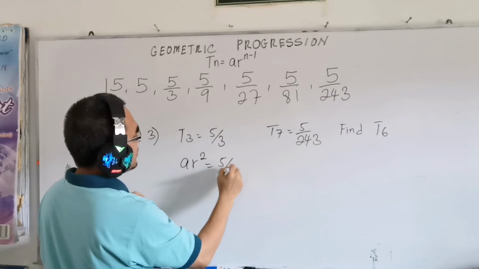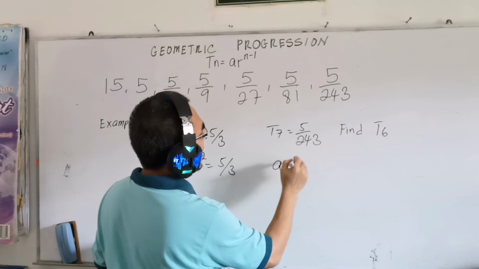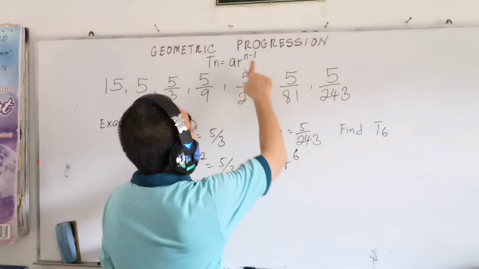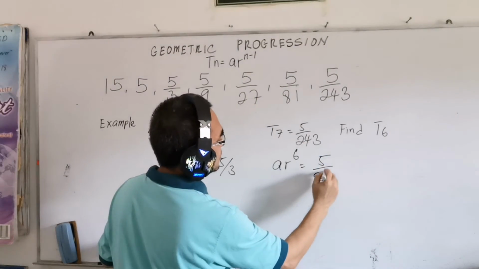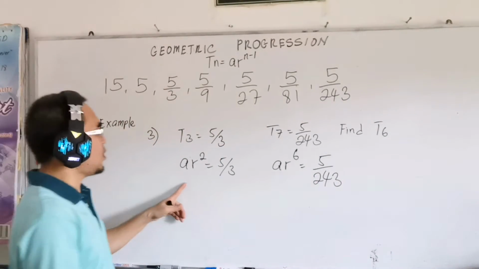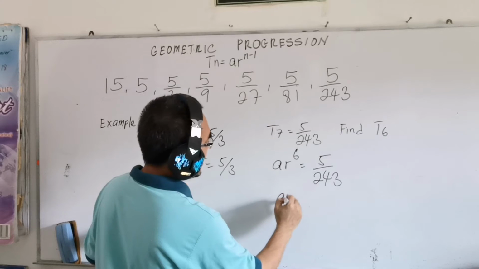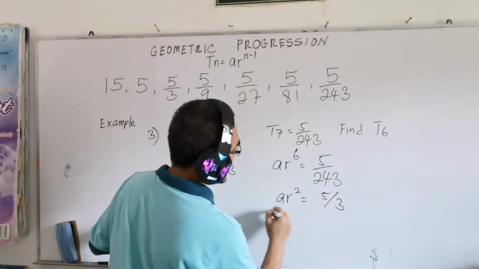Is 5 over 3. And then T7, we do not know A, R, and then 6, because 7 minus 1, it will become 5 over 2 4 3. Okay, then use simultaneous equation. So it becomes AR power 2 equals 5 over 3.